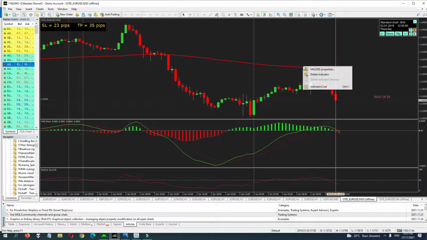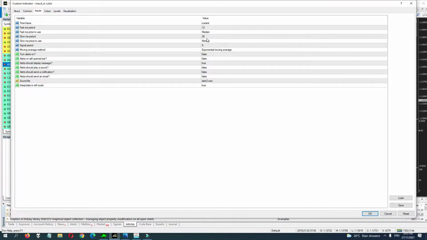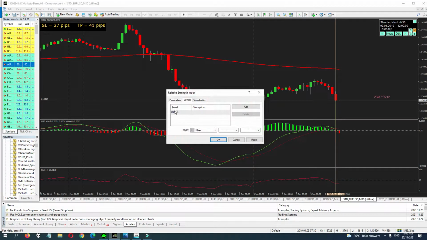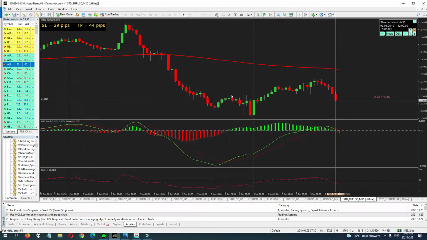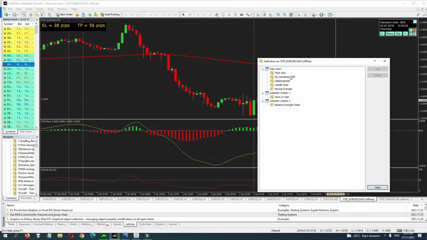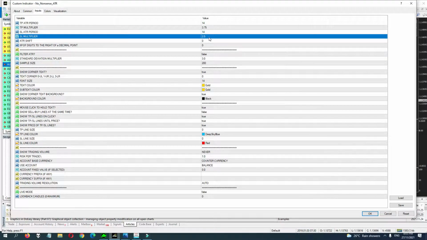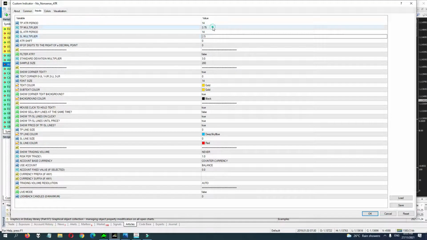Okay, so for this strategy, you need the 200 EMA, the default MACD setting 12, 26, 9, and the RSI, period 14 and level 50. And you need an ATR indicator. I use this one, No Nonsense ATR. Basically your stop loss is 2.5 times ATR, and your take profit is 3.75 times ATR. So it's a 1 to 1.5 risk reward.